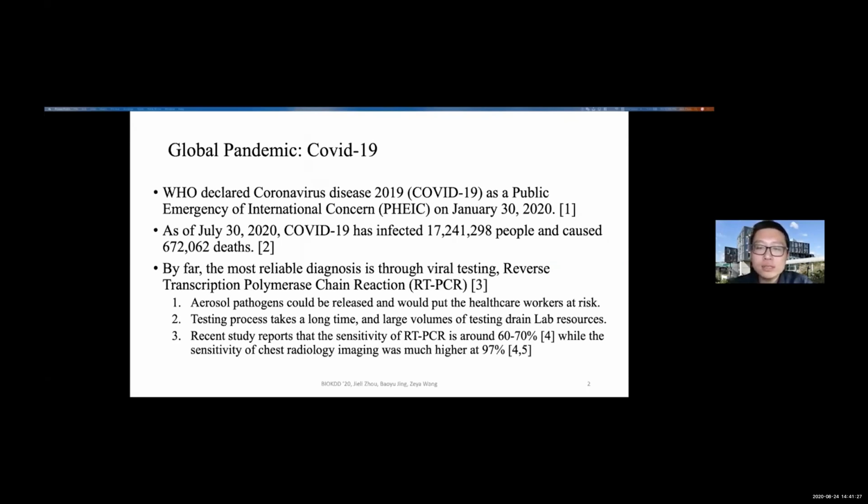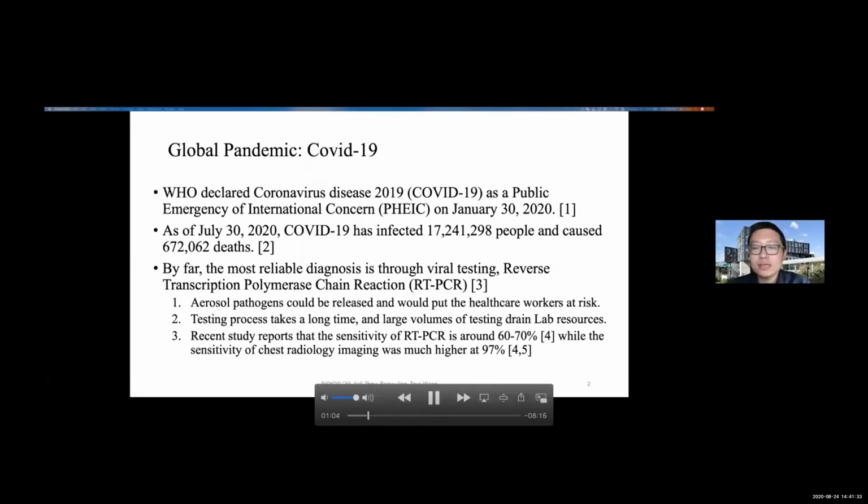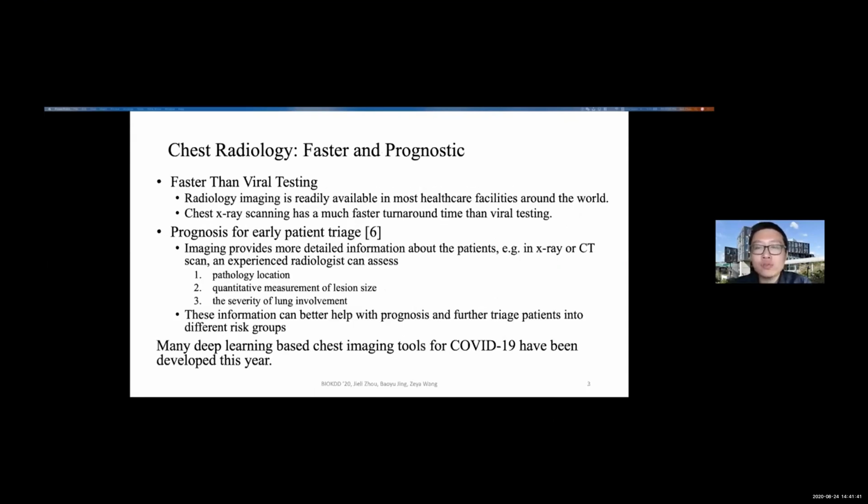Third, a recent study reports that the sensitivity of RT-PCR is around 60 to 70%, while the sensitivity of chest radio imaging was promising at a higher rate of 97%. Due to these limitations of viral testing, chest radiology has already been used as a complementary screening process in many countries. It not only is more widely available, but has a much faster turnaround time.